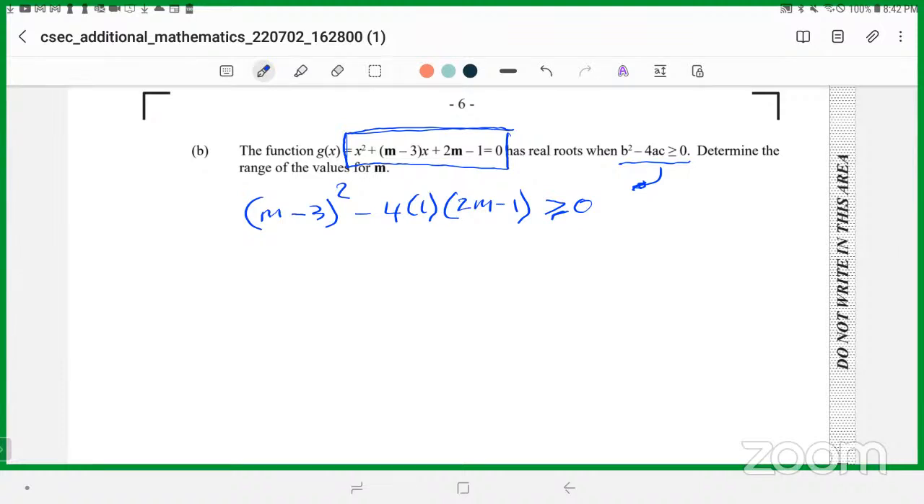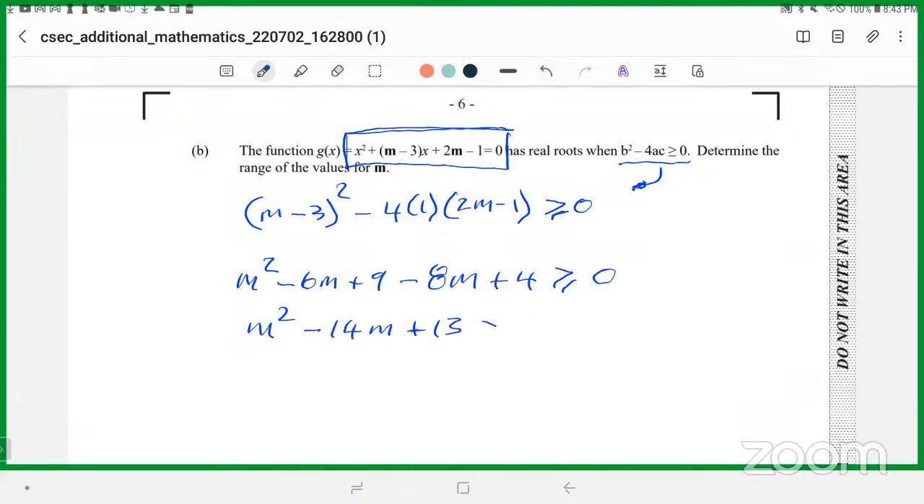Then we can make the sketch to represent the region that we want. So we're going to expand this side. We get m squared minus 6m plus 9. And we expand this now, that's a negative 4 over that bracket. So negative 4 times 2m is negative 8m. Negative 4 times negative 1 gives me a positive 4. This is all greater than or equal to 0. Consolidating, it's m squared, then this and this is negative 14m, then this and this gives me 13, plus 13 greater than or equal to 0.